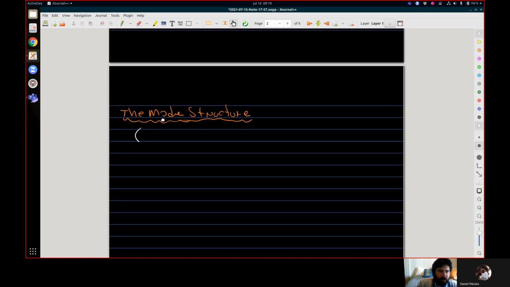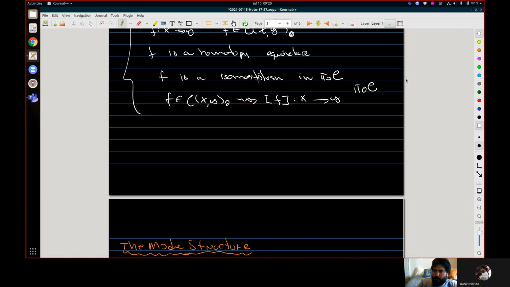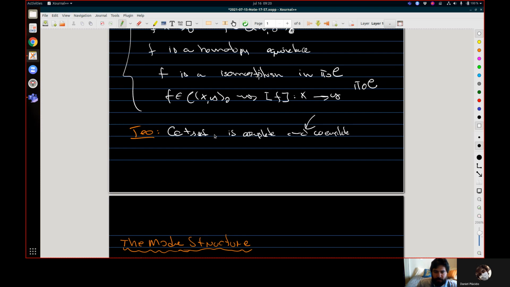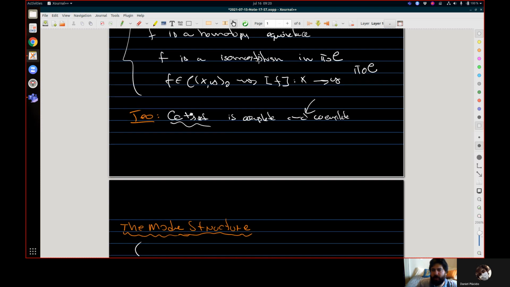Oh, last thing I forgot to mention. I'll not prove this, but theorem: CAT of sSet, the category of simplicial categories, is complete and cocomplete. This is necessary for us to have a model structure. Model categories are by definition complete and cocomplete. Does it make sense to ask for a model structure here?